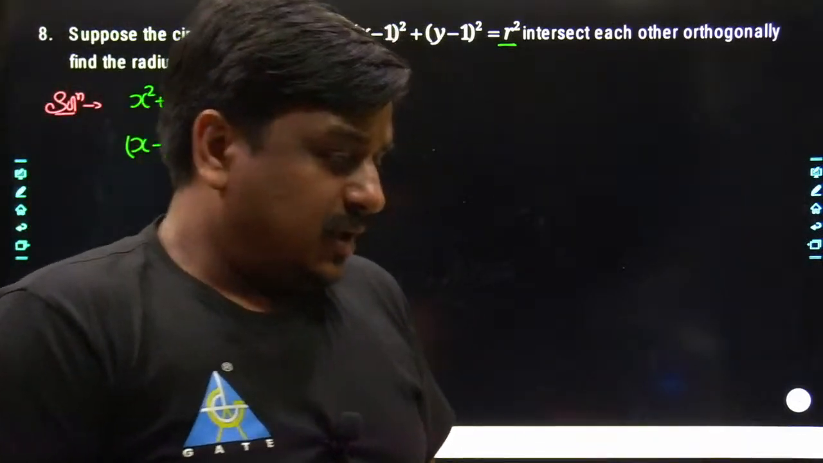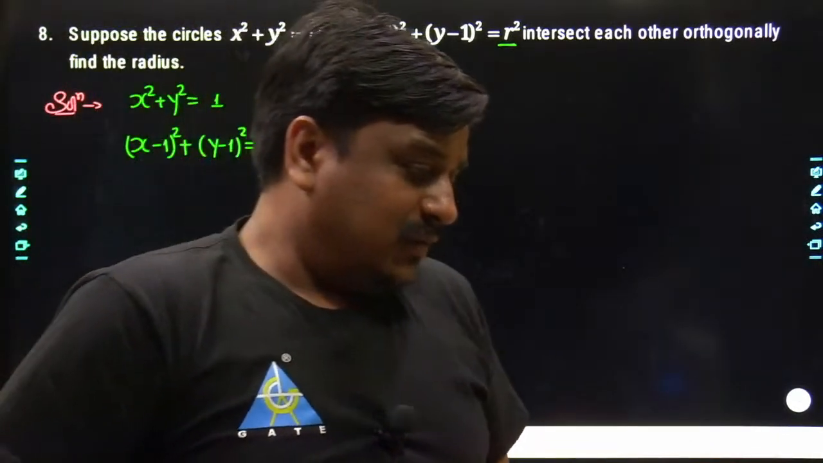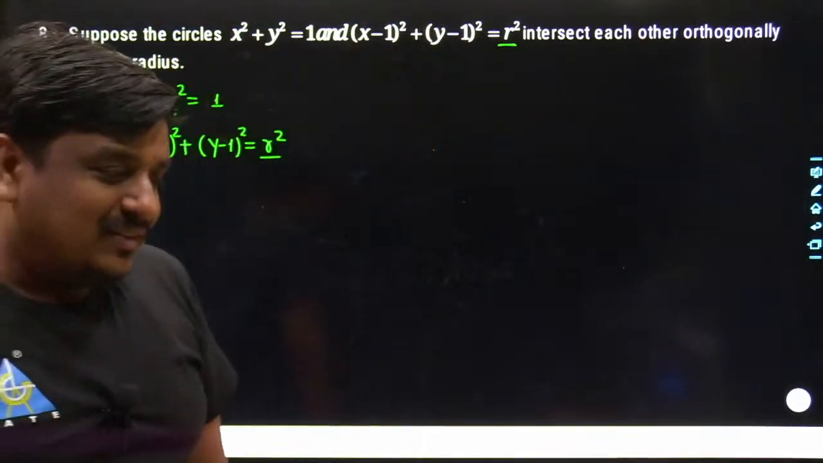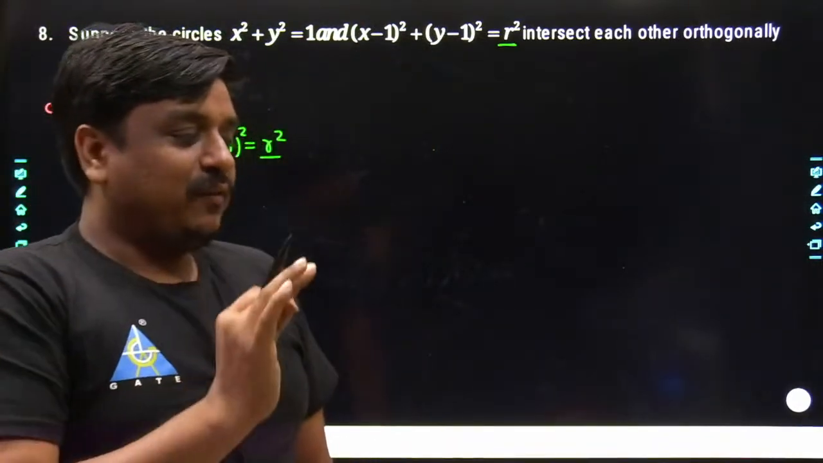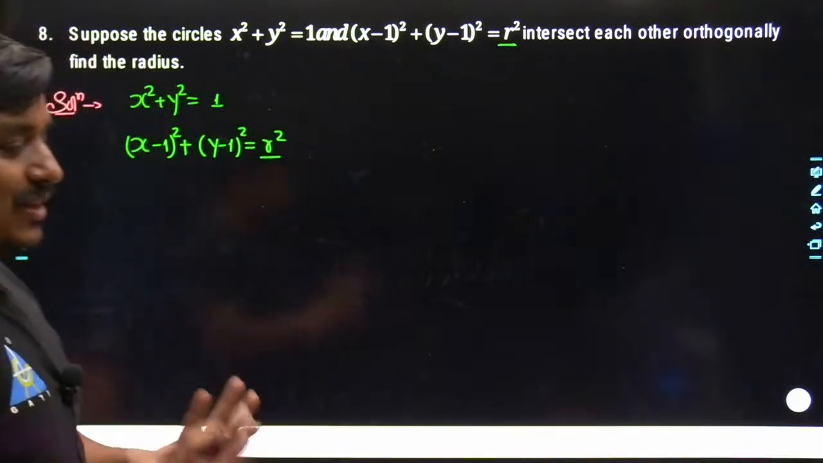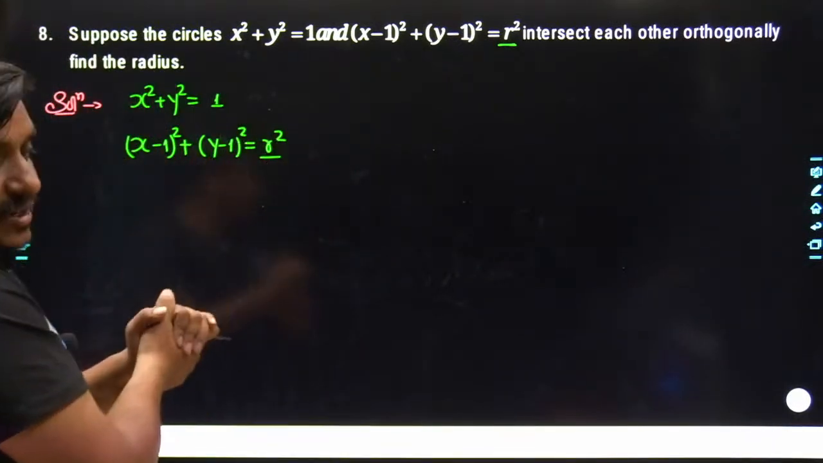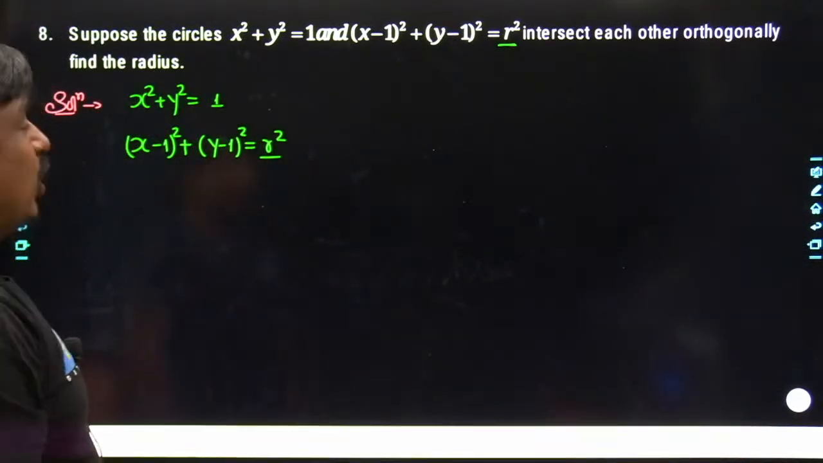Find tangent, then apply angle between. Anyways, whatever answer you have, my dear friend, I would request Satyam, if you have got the exact answer, just write the exact answer that you are getting over the live chat.